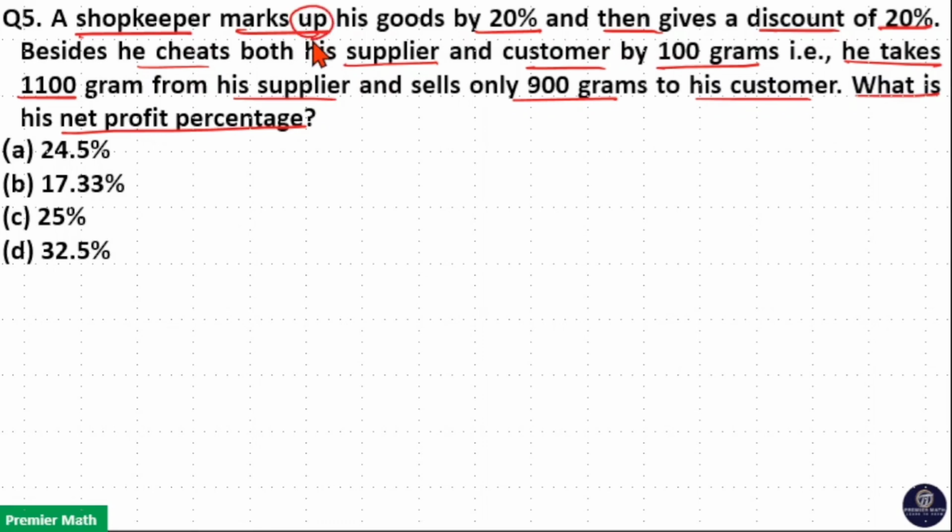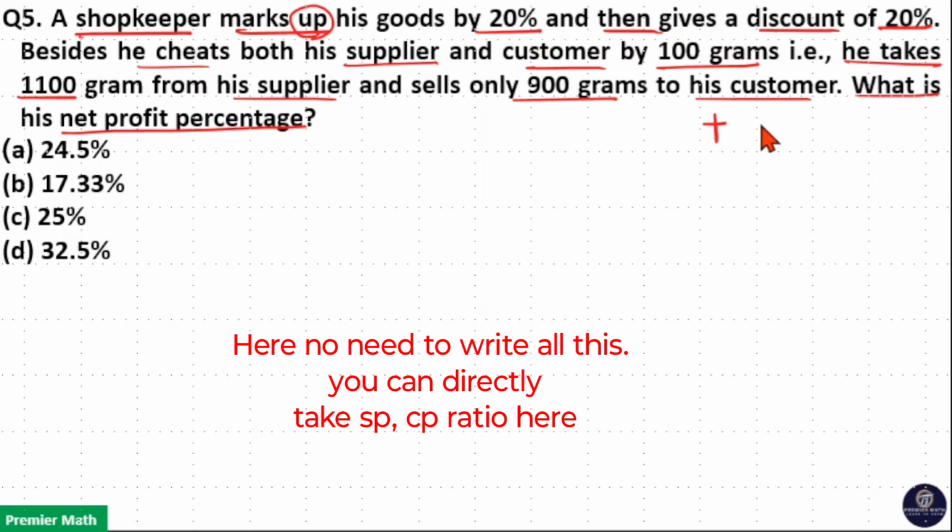shopkeeper marks up means plus. 20% means 20 by 100. 20 goes 5 times in 100. So plus 1 by 5 means if 5 part is the cost price, then he marks it as 5 plus 1, 6 part. So 6 part is the marked price. Marked price means price tag. Then gives a discount of 20% means he is giving this discount on this marked price.